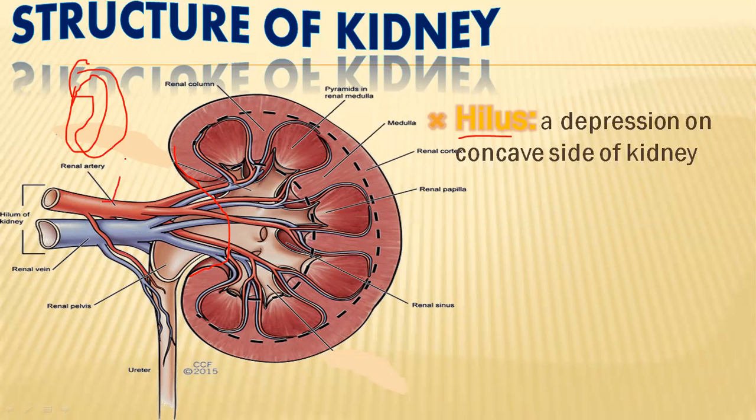For example, the renal artery. One more thing, whenever the word renal comes, it means related to the kidney. So renal artery, renal vein. The renal artery has oxygenated blood, which supplies oxygenated blood to the kidney, while the renal vein moves blood out of the kidney.